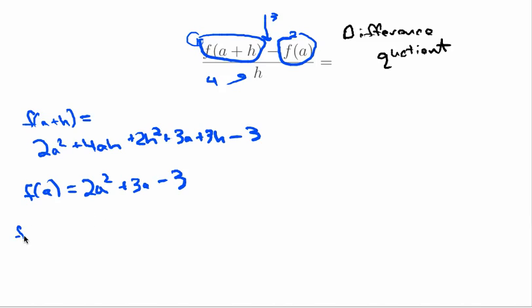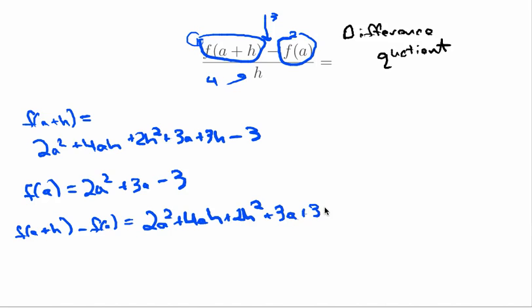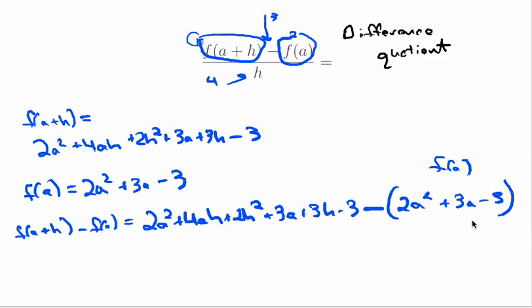And now I just need to subtract these two things. Let's do that real quickly. Now there's one tricky step here that a lot of students make a mistake on. Let's make sure we avoid this. Listen, first of all, just to copy down everything, plus 3a plus 3h minus 3. And here's the step. I'm supposed to subtract off f of a. Now f of a has 3 terms in it, so I need to parenthesize the thing I'm going to put in here that I calculated for f of a: 2a squared plus 3a minus 3.